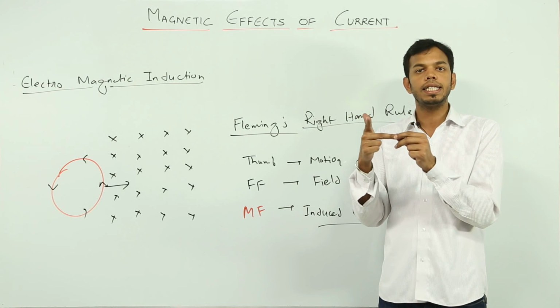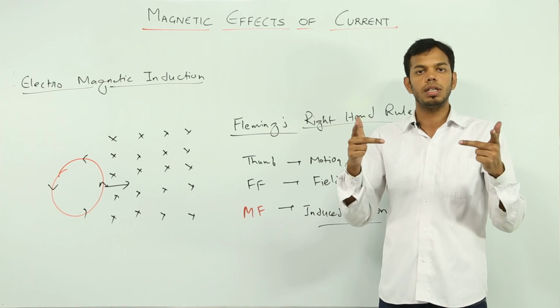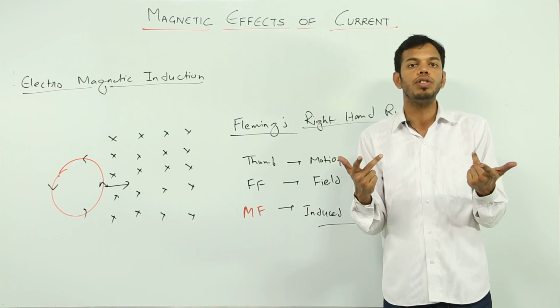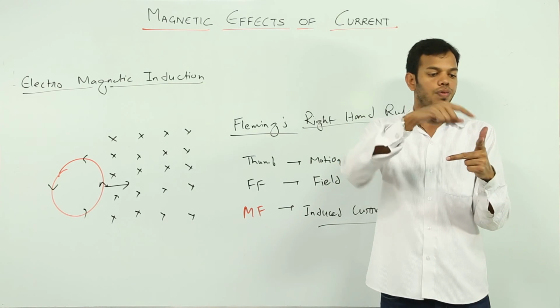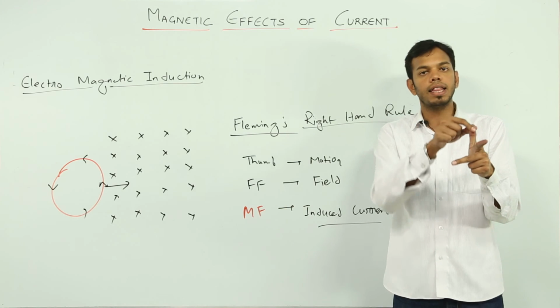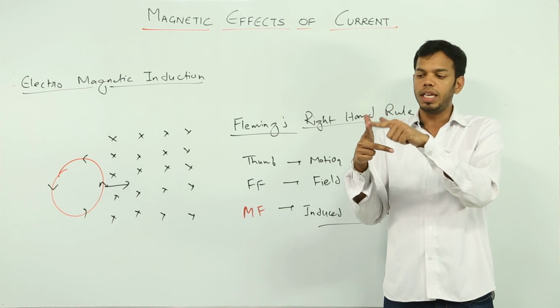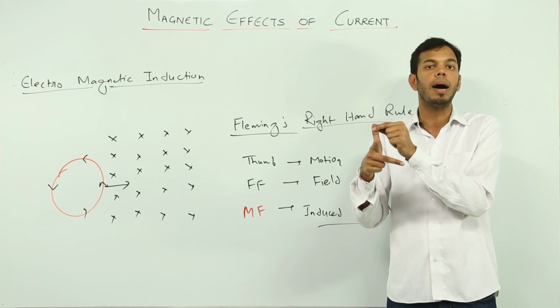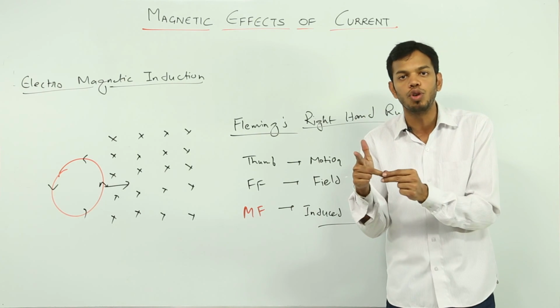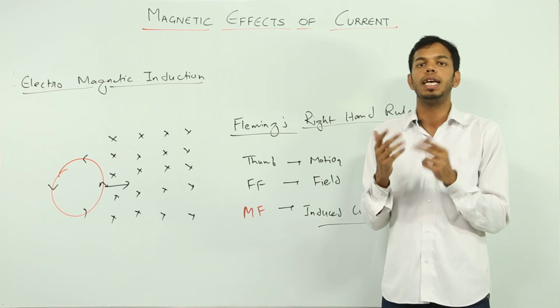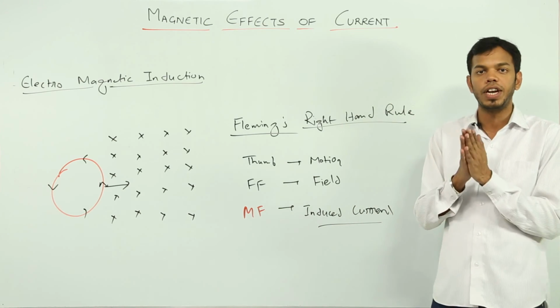So just see the difference. What I'm going to tell you is here you have to keep these two fingers aligned and the thumb is going to give you the final answer, whereas in this case keep these two aligned, that is thumb and first finger. Middle finger is going to give you the direction of induced current. That is the basic difference between Fleming's left hand and right hand rule.